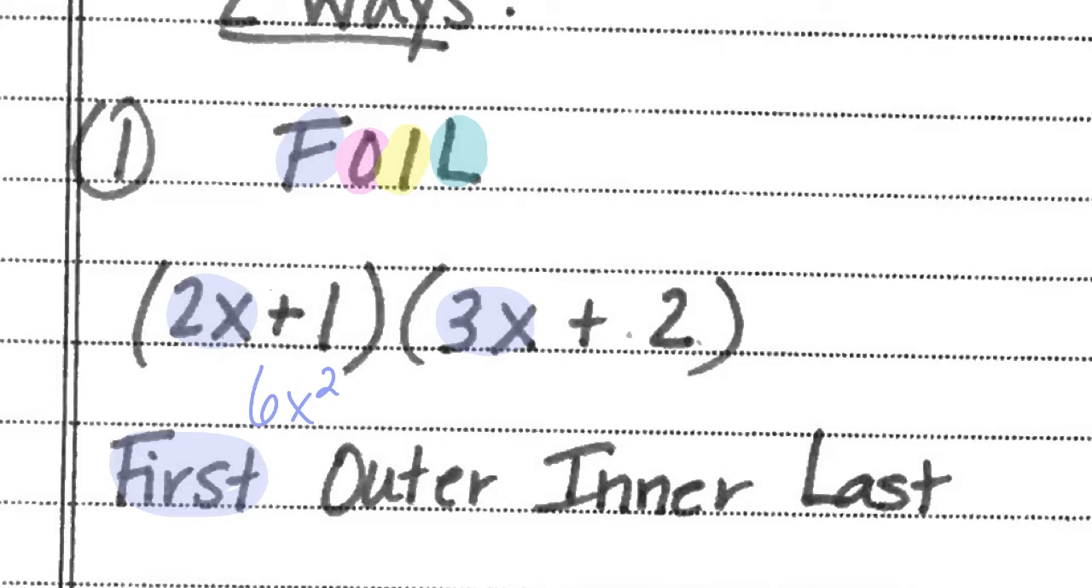Then we're going to multiply the outer terms. Notice the outer terms are this 2x and this 2. They're on the outside. And when I multiply 2x times 2, I get 4x. Now we're going to multiply our inner terms. Inner terms are inside, positive 1 and 3x. And those multiply to be 3x.